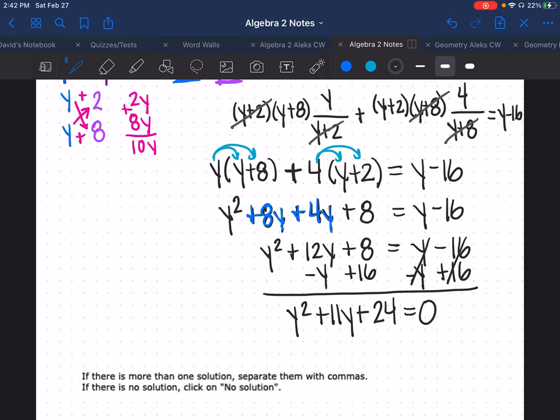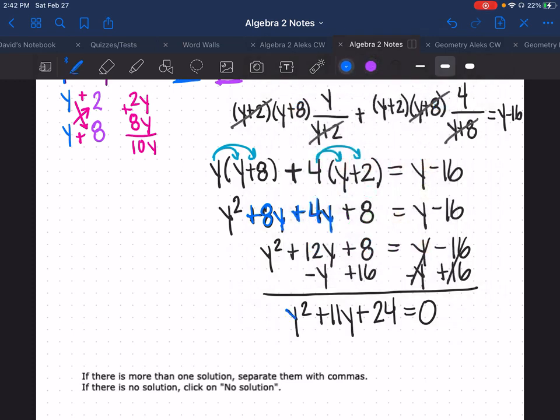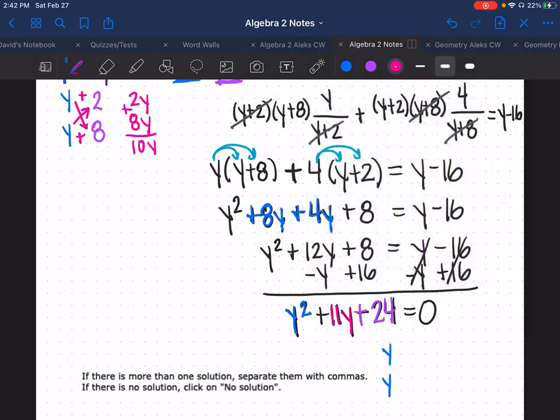What I'm going to do next is factor this. I look at my factors of y squared, which are y times y, and the factors of 24 that would give me 11. 11 is what I need. So let's think. 1 times 24? No. 2 times 12? 14, that's close. 3 times 8. There we go.